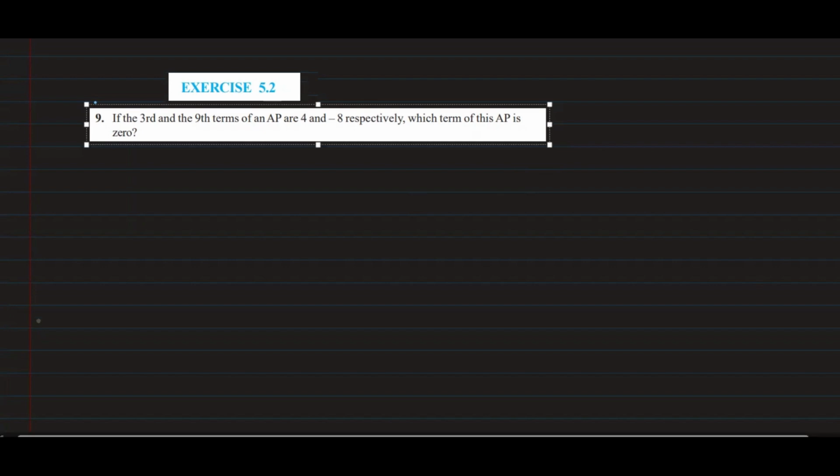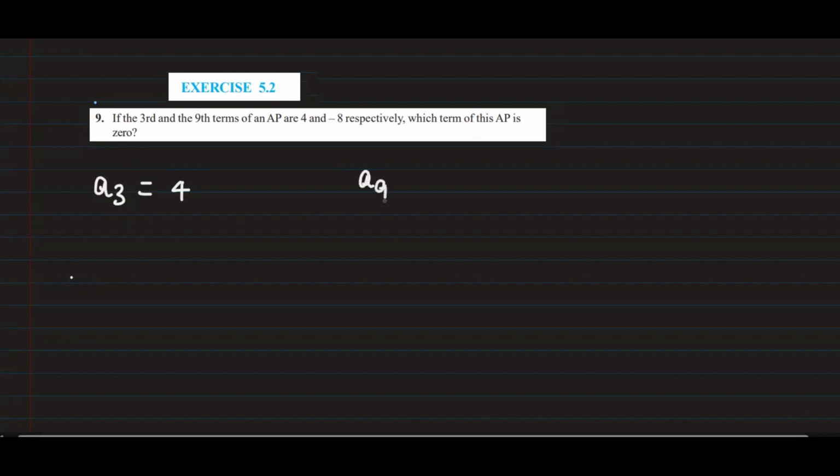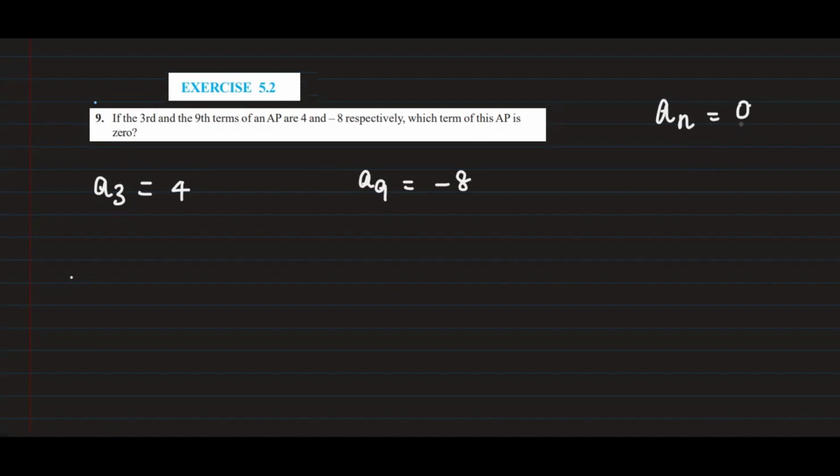Now first let's write what is given. So here A3 is given, that is the third term. The value of A3 is 4, okay? And we are also given the ninth term, that is A9, the value is -8. And we'll have to find which term of this AP is 0. So basically we know AN is equal to 0, okay? So we'll have to find which term. For example, it can be the 10th term, 11th term, 15th term. So which term's value is actually 0, okay?